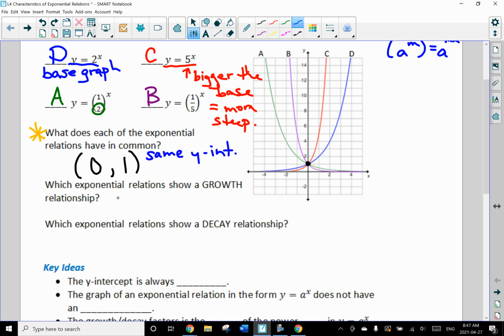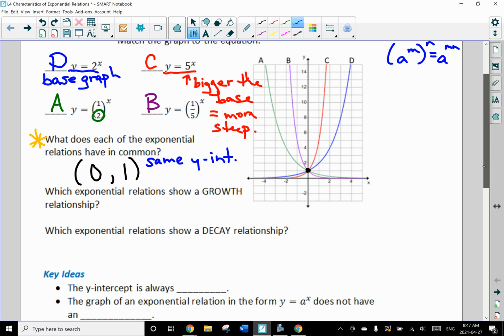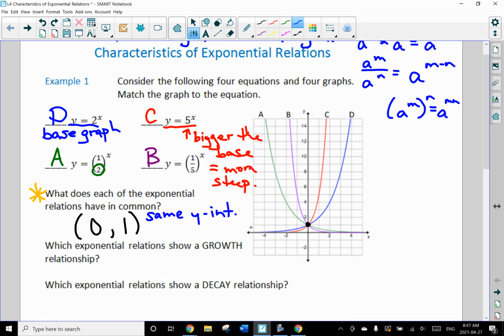So which of the relationships shows growth? Well, we already talked about that. Growth, as we're going from left to right, means that you would be increasing your y values. As x values increase, y values increase. So C and D represent growth.